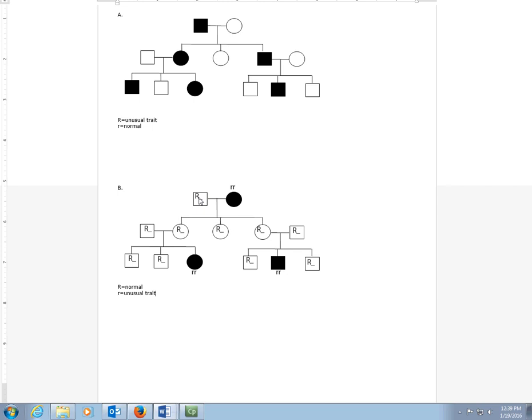So I hope this helps with the first step of being able to start to look at pedigrees. I also have another video on how to determine X linkage in a pedigree.